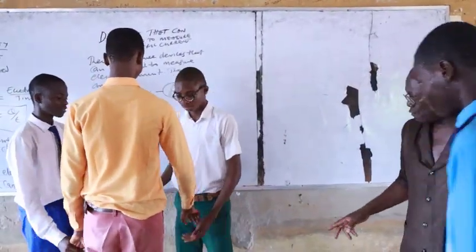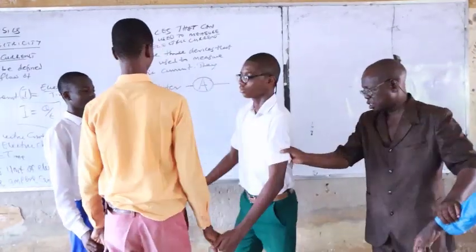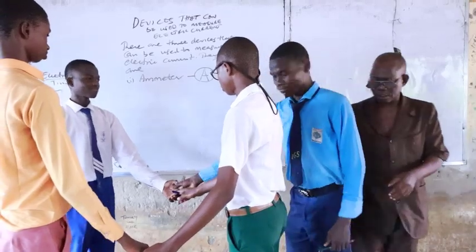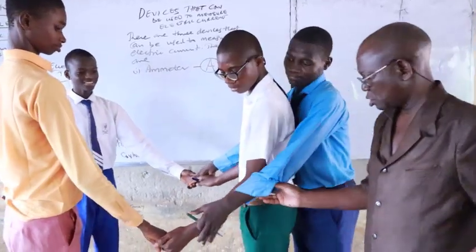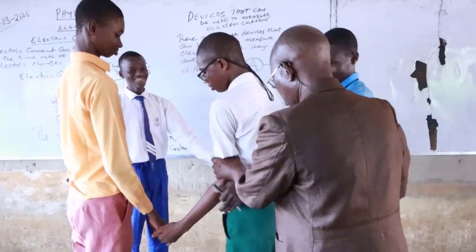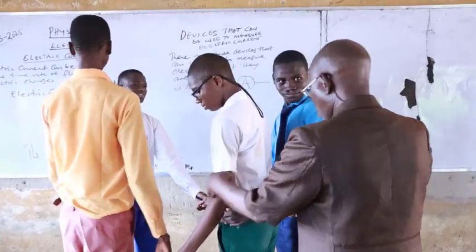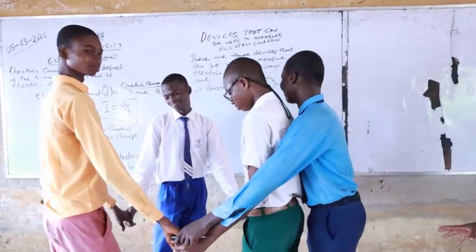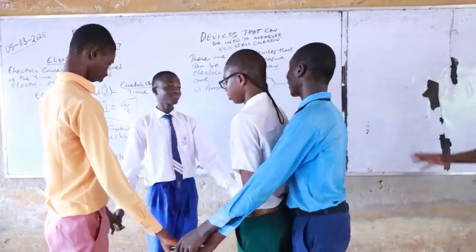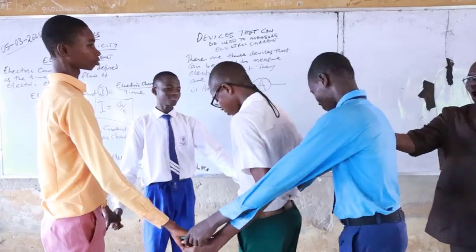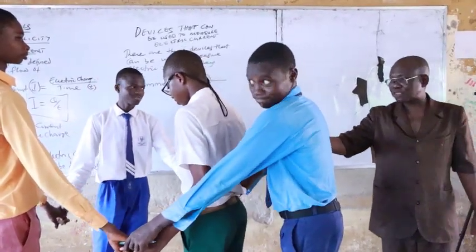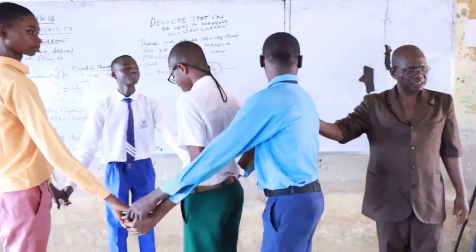Now, there is another instrument where the two of you join hands together. Good. Now you come and hold it. Now, look at this arrangement. This arrangement is called parallel arrangement.